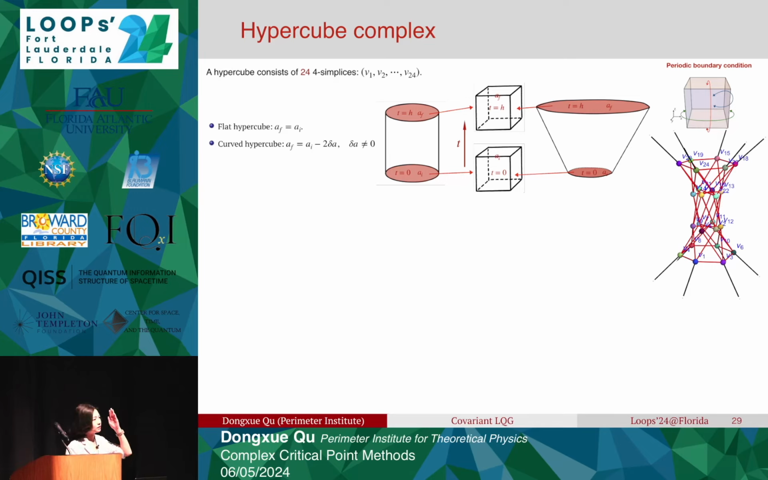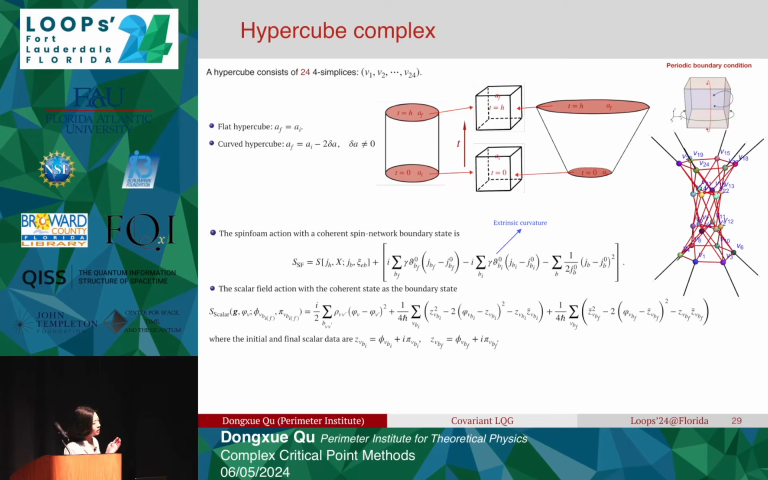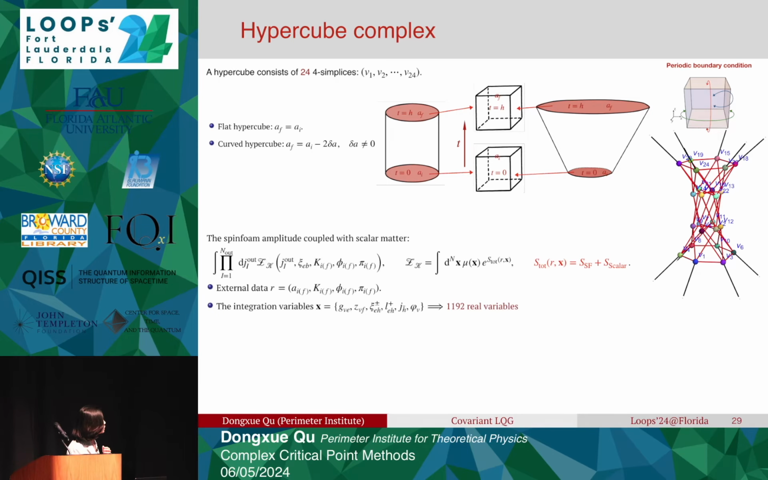In this case, along the time direction, there are two cubes. If these two cubes have the same edge length, then we have the flat geometry. But if we let the edge lengths be unequal, we create curved geometries. Because it's crucial to couple matter in cosmology, here we couple scalar matter to the spin foam action. On the boundary, we also use the coherent state for both the spin foam and the matter. So here we introduce some external data, which relies on the geometry, the extrinsic curvature, and phi and pi. They are the canonical conjugate variables of matter on the boundary.